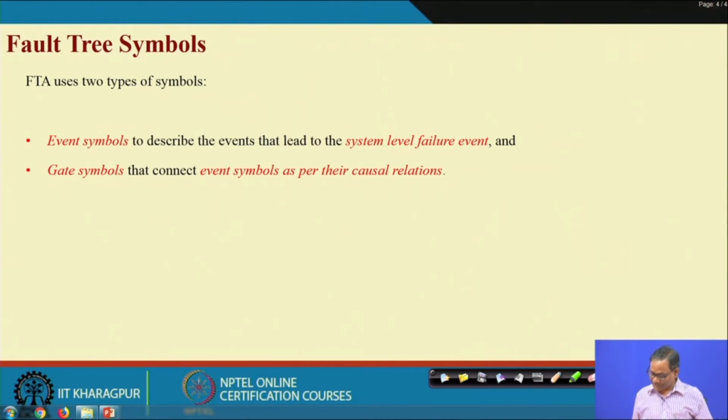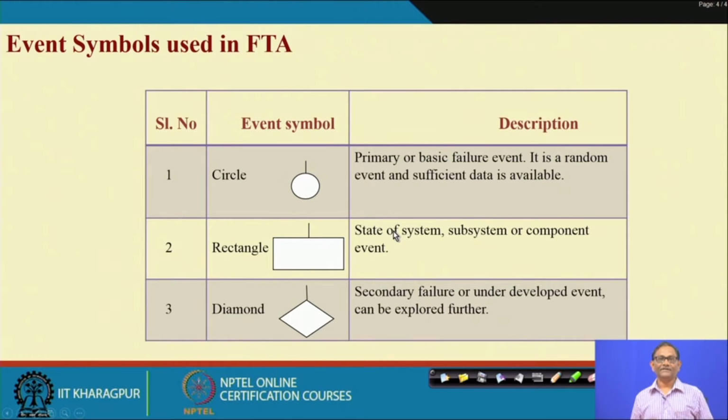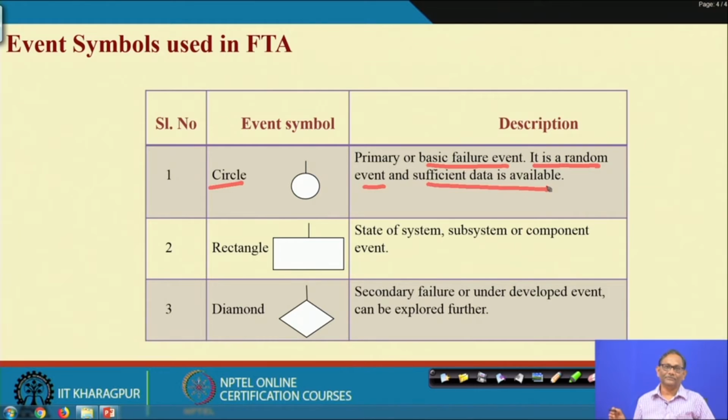Let us see some of the symbols, then we will go for their application. One is the circle. What is a circle? The circle denotes the primary or basic failure event. What is a basic failure event? Basic failure is the component level failure. So, when we put a circle, we understand that it is a random event and sufficient data is available. That means we know the probability of that event's occurrence.